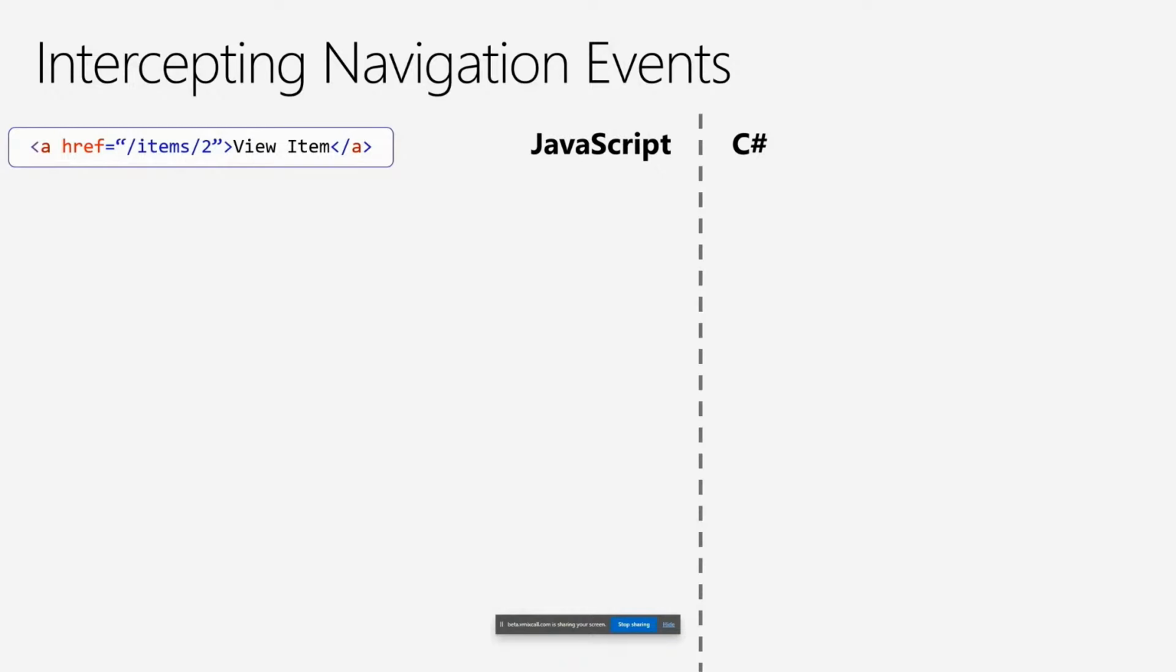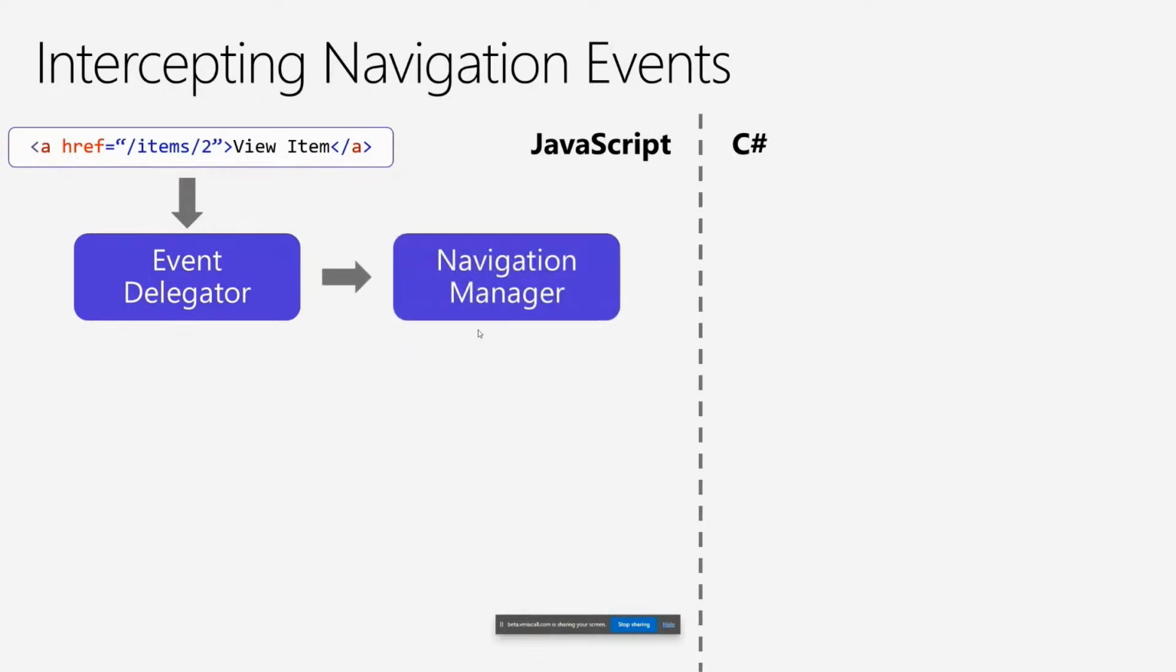So what actually happens here is when we click that link, the Blazor event delegator intercepts that click event. Now, the event delegator is kind of an interesting beast all on its own, but it really handles all of the eventing system in Blazor. But it has a special use case for navigation events. So it has a callback registered, and that comes from the navigation manager.